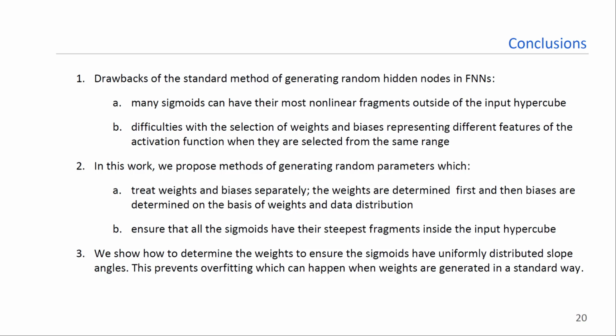In this work, we propose methods of generating random parameters which ensure that all the sigmoids have the steepest fragments inside the input hypercube. In addition, we show how to determine the weights to ensure the sigmoids have uniformly distributed slope angles. This prevents overfitting, which can happen when weights are generated in a standard way, especially for highly nonlinear target functions. The proposed methods treat weights and biases separately due to their different functions. The weights are determined first, and then biases are determined on the basis of weights and data distribution.